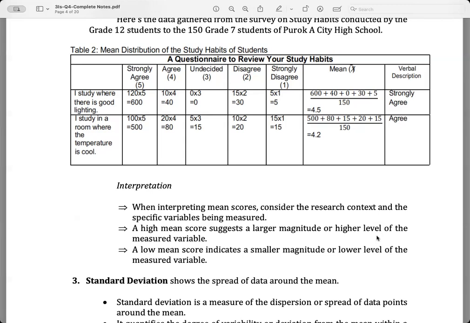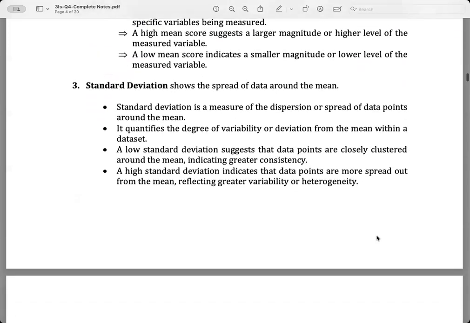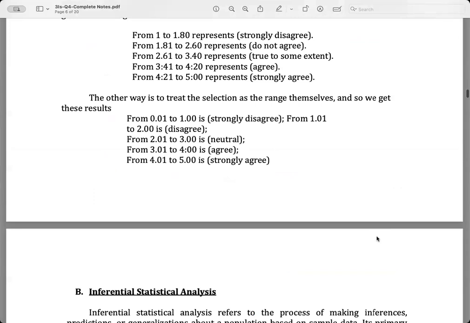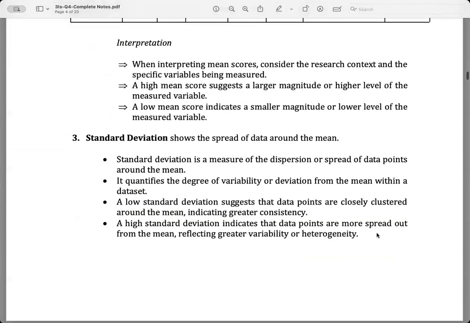Okay, now we are done with central tendencies. Let's move on to standard deviation. Now, your standard deviation here, class, is actually interested with how the data are spread out. Again, the distribution of the data, or how the data are spread out.